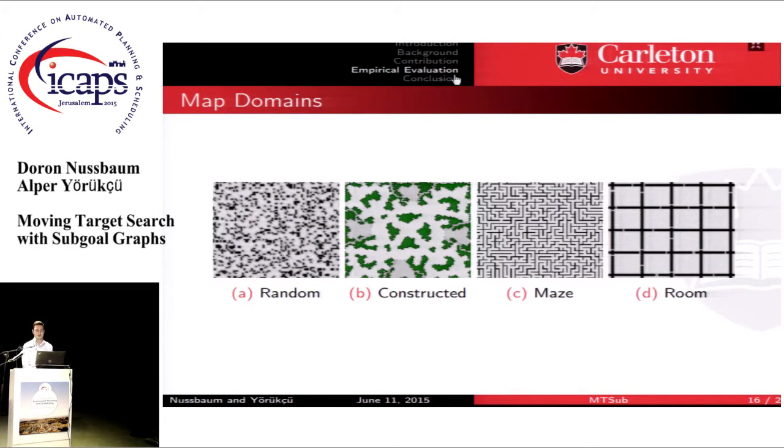And we have maze maps. As the name suggests, they have narrow corridors all around, and heuristics are usually misleading. We also have room maps. In room maps, environment abstraction techniques work perfectly, and access between rooms is possible through smaller openings.